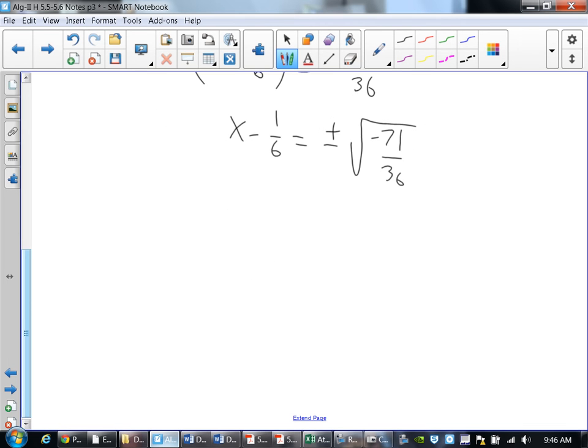What I want you to do is think about what that means. When you take the square root of a fraction, you're taking the square root of both the numerator and the denominator. What's the square root of 36? 6. So I know I'm going to get x can equal 1/6 plus or minus something over 6. What about the square root of -71? What's going to be in there?